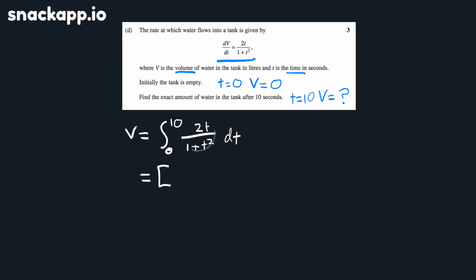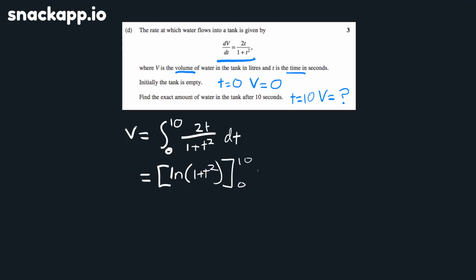Now we can solve this. If we look at this fraction, the trick to integrating it is that we've got the differentiation of the bottom on the top, and so that integrates to become a log. So we get the log of 1 plus t squared. The differentiation of the bottom, t squared, is just 2t, so there's nothing to worry about, you just leave it out. And that's between 10 and 0.